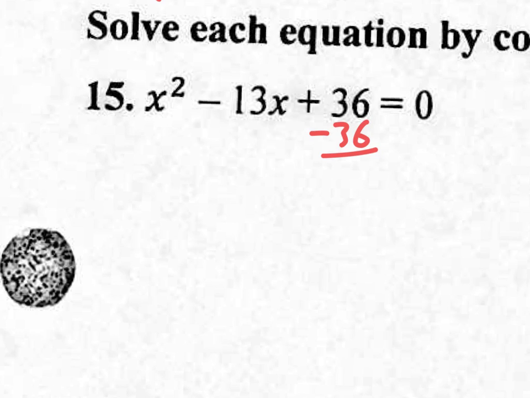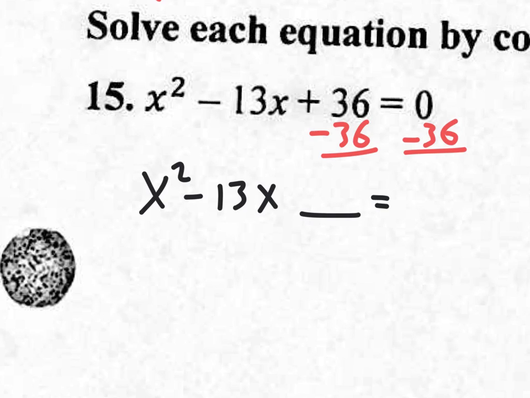So I hoped that we'd be able to think what times what is 36 that, if you add them together, is negative 13. So let me subtract 36 over. Let's complete the square. We're going to have x squared minus 13x blank spot equals negative 36 with a blank spot. You put blank spots on both sides to help you remember that what you do to one side, you do to the other. Now this does get a little ugly.